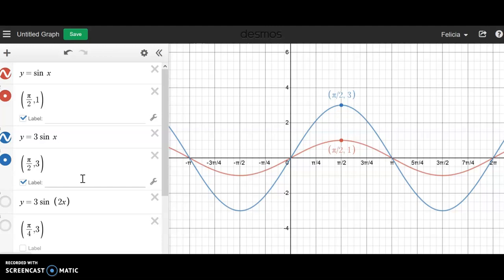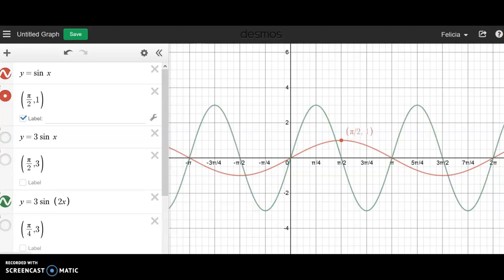Now let's take a look at what happens when we're working with that omega value of 2. Remember that that's producing a horizontal compression on our graph. So instead of only seeing one cycle of that sine graph between 0 and 2 pi, we're going to see 2 cycles instead. So I'm going to take the blue portion off, and let's graph y equals 3 times sine of 2x. So you'll see we have those 2 cycles.